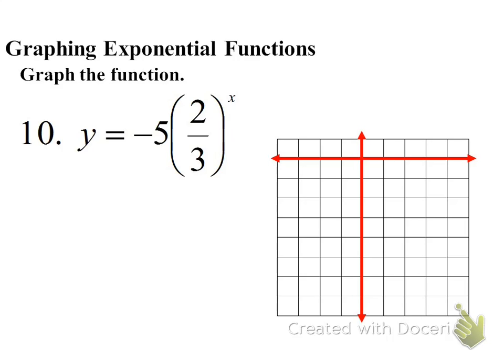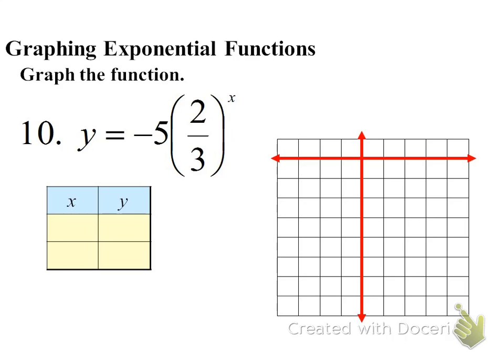Here's number 10. I think we do have 12 examples today, so just a couple extra. Those first 6 were super easy, so got to give you a little more of the tough ones. Again, B value is less than 1, so it's going to be a decay.